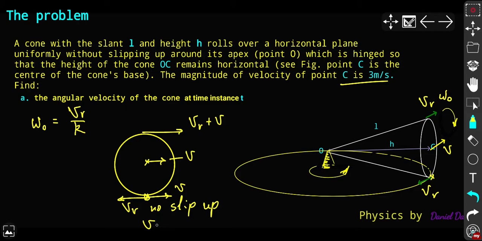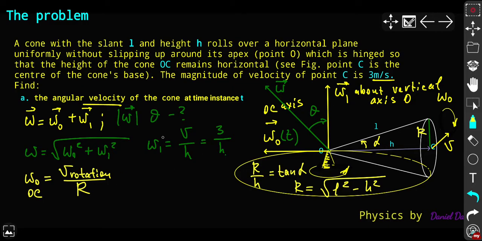So we can write the resultant velocity of that point as simply V minus V_R in vector form. And because it stays in its place, no slipping, the resultant is 0. That means V_R equals the translational velocity, however directed in a different way. Okay, so that means we have the final formula for omega 0: V over R. Let's go to the previous slide and combine them both.